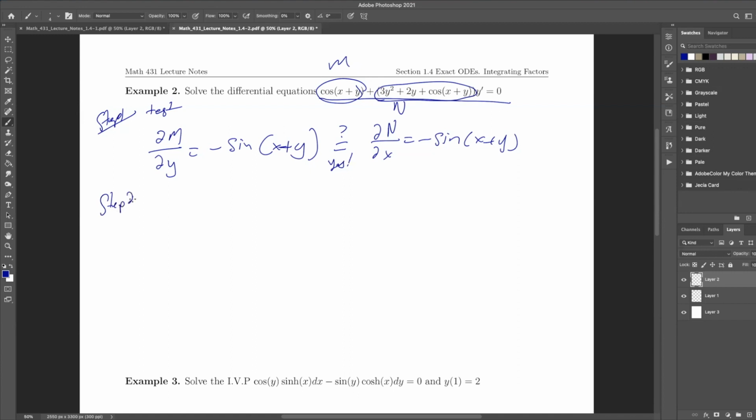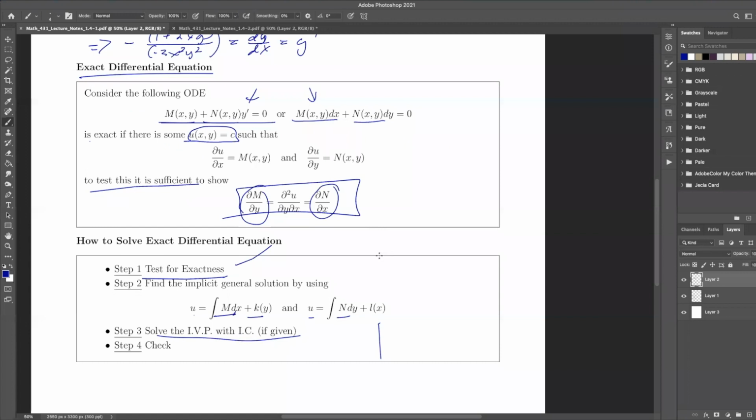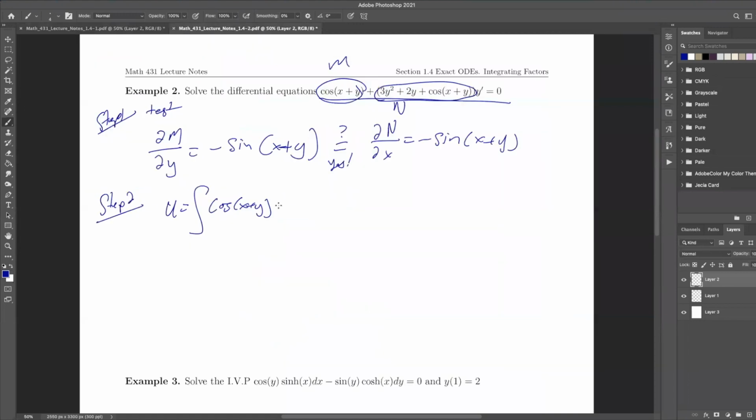So step 2 is we're going to do the following. We're going to set u equal to the integral of m, which is right here, cosine of x plus y, dx, plus some k of y. So what am I saying? U is a function of this plus some value of y, because that's not going to come out. Let me do this problem, then explain where the math comes from.